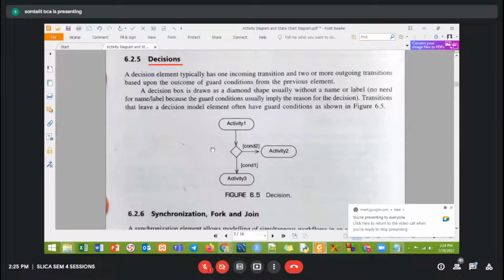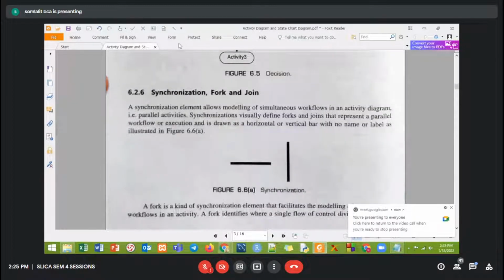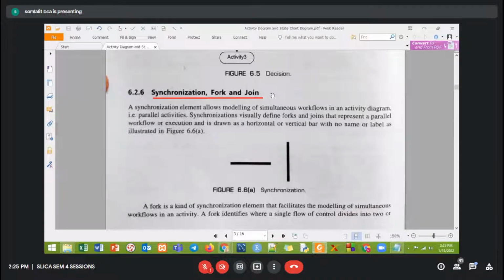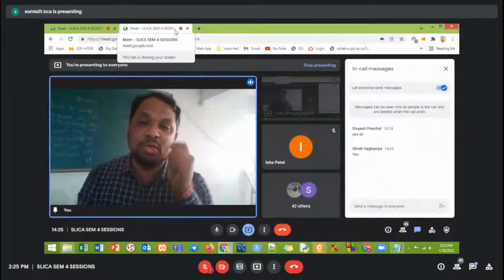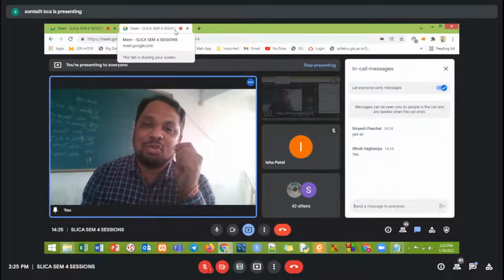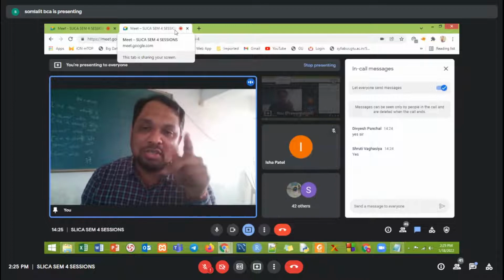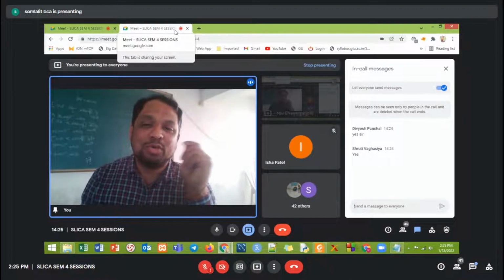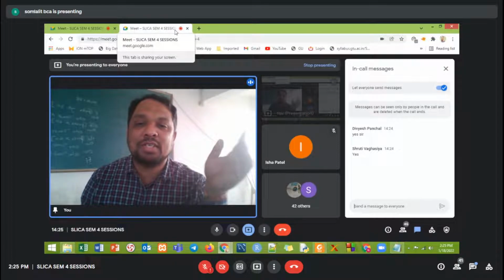Now the most important component, synchronization: fork and join. Now what do you mean by synchronization, fork and join? Try to understand. Fork is basically, you must have seen it. Generally, for eating noodles we use a fork. Yes or no? It is the spoon with prongs. We don't use a spoon, specifically for eating Chinese items we use a fork.